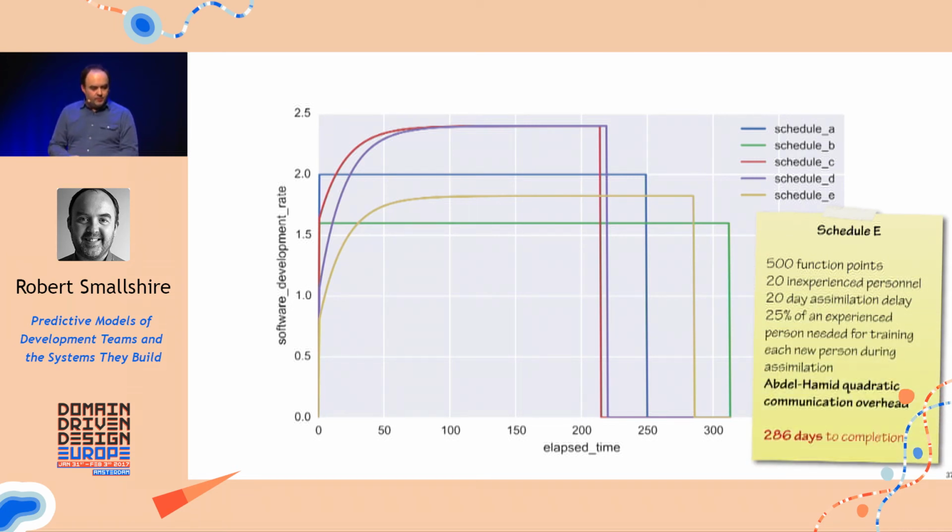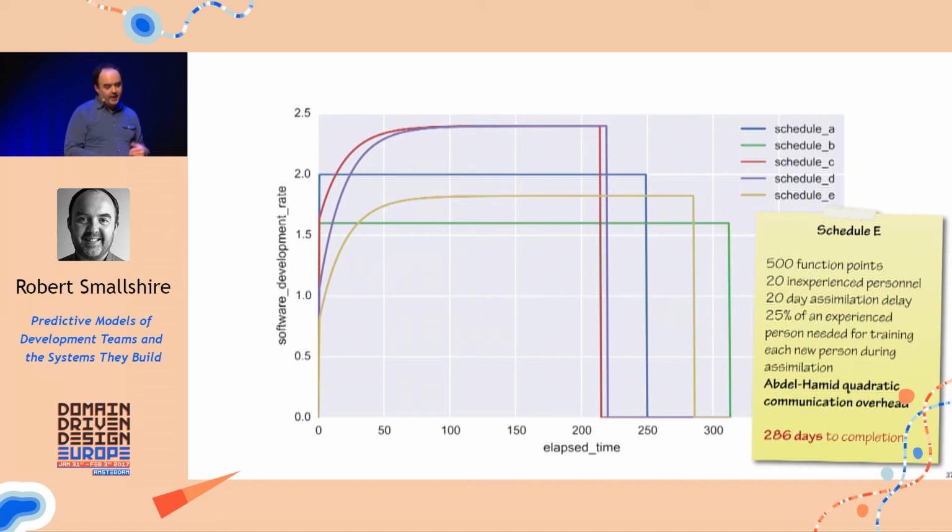So here we are, simulation E, 500 function points, 20 inexperienced personnel, 20-day assimilation delay, 25% training overhead, and a published communication overhead model called the Abdel-Hamid quadratic communication overhead, which sounds much more complicated than it is. It's basically just saying communication overhead is proportional to the square of the number of people, and these guys did some experiments and measured what the constant of proportionality is. So that's a published model.